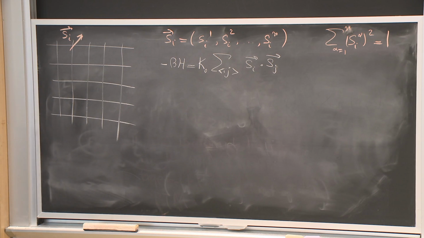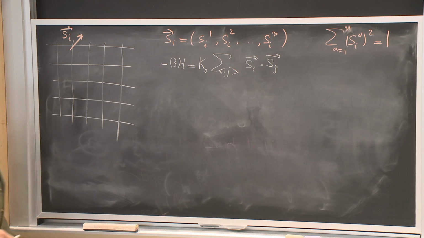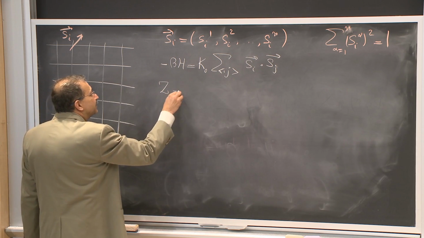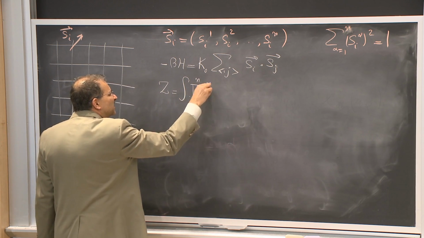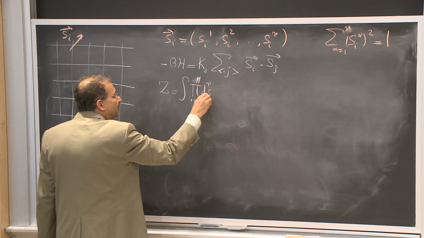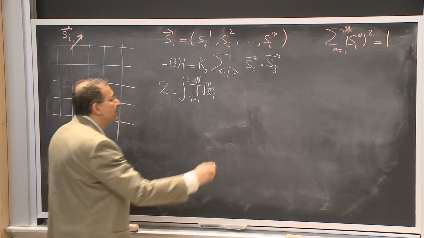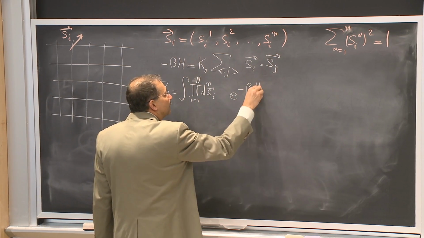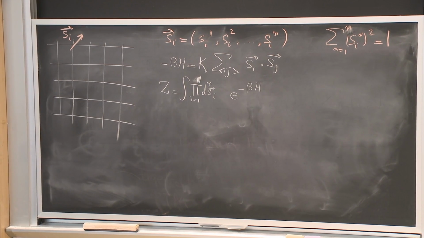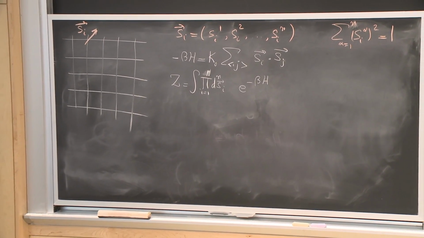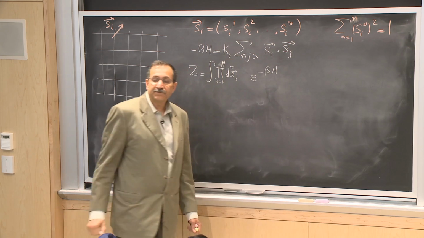So when we want to calculate the partition function, we need to integrate over all configurations of these spins of this weight. Now for each case, we have to do n components, but there is a constraint, which is this one.